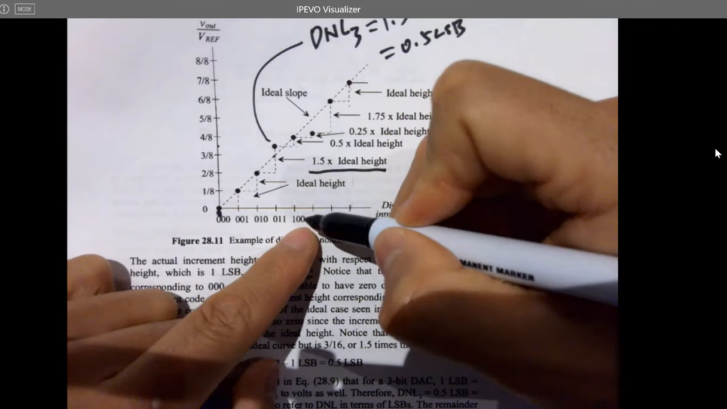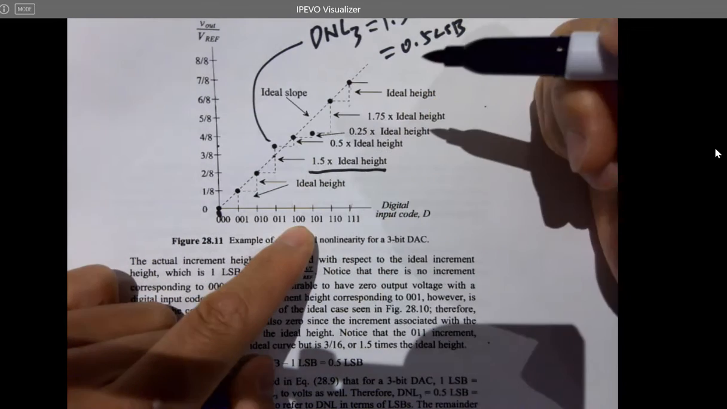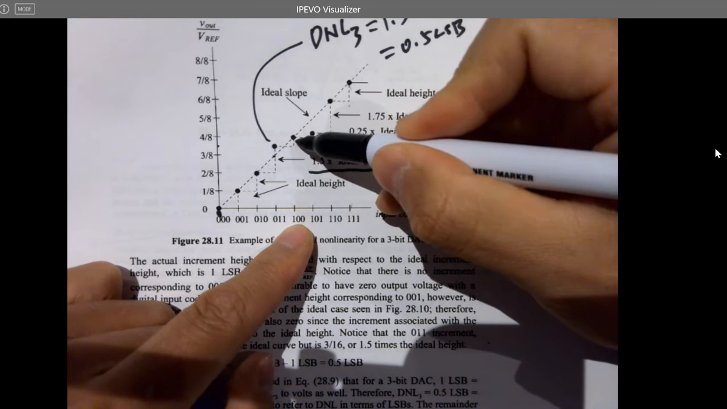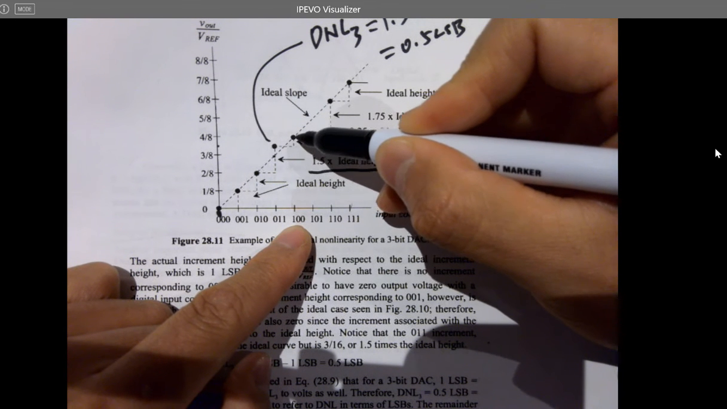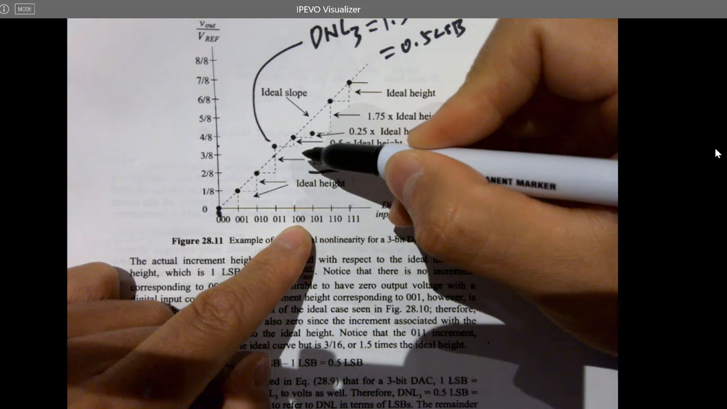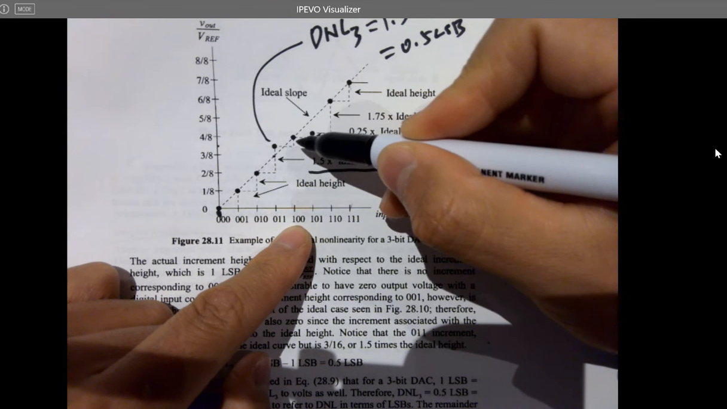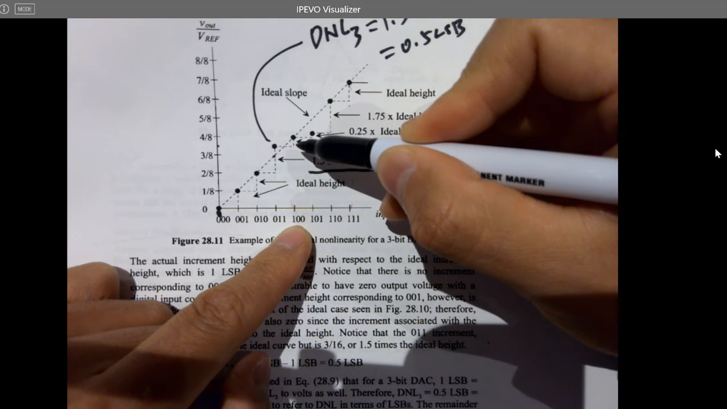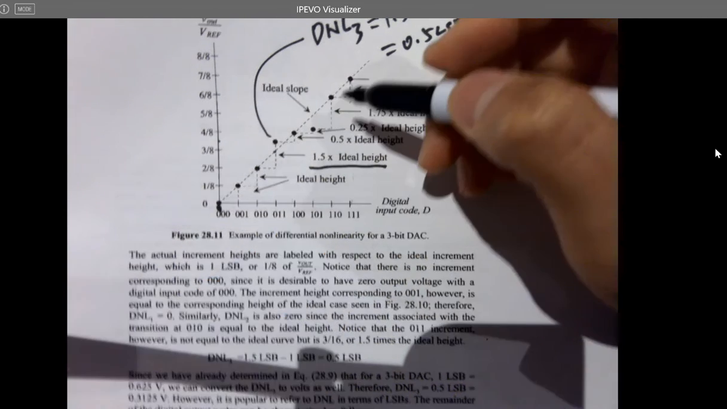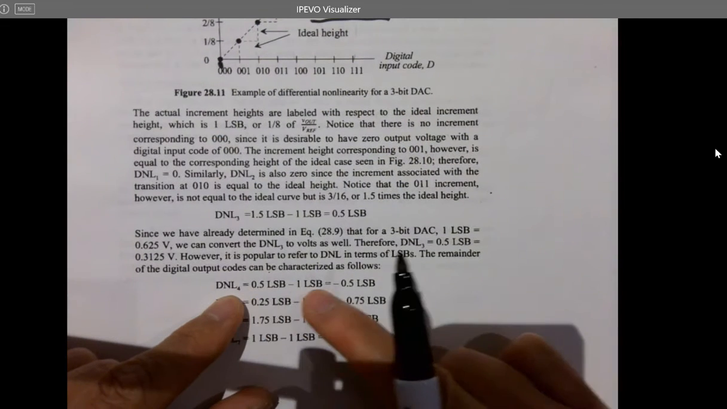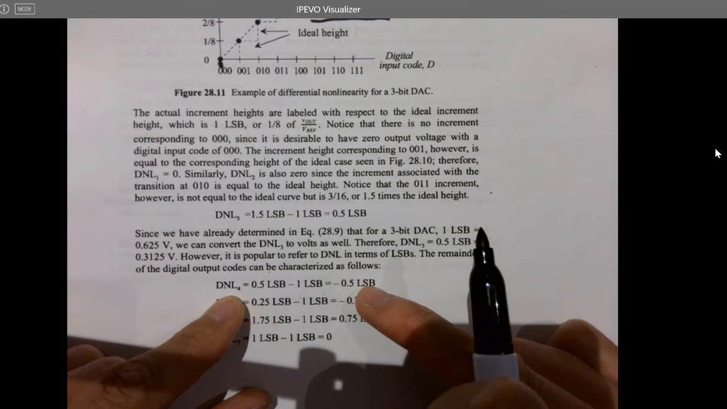And now look at this one. That's 0.4, right? 100 is 4. Apparently it's not 1 LSB for the step increment height. So it's 0.5 LSB, and you want to minus what? Minus the ideal step height, which is 1 LSB. So it's going to be 0.5 LSB minus 1 LSB, which is minus 0.5 LSB, which is DNL 4. So it can be negative sometimes.